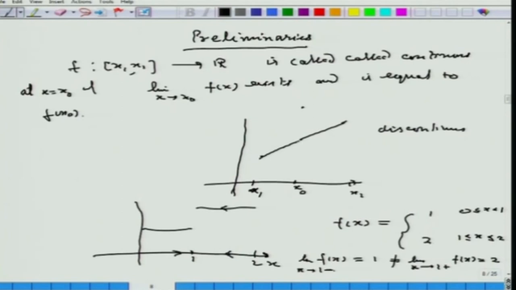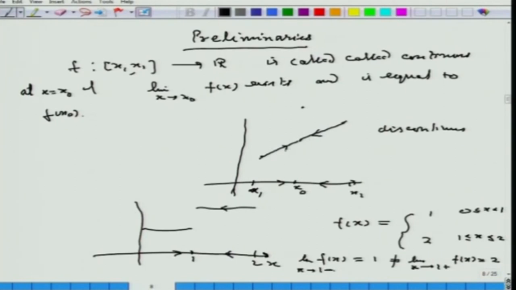Although in this case it is not so apparent, we can see that if you approach this point from the left, then it is going to this value here, and similarly if you approach this point from the right, the values are approaching along this and it is going to this.